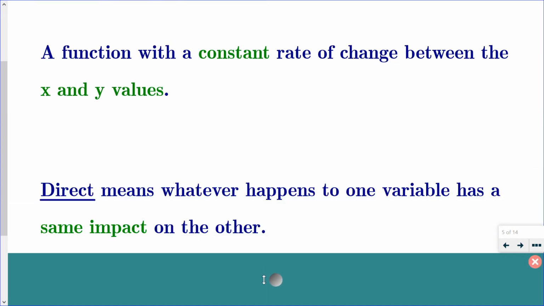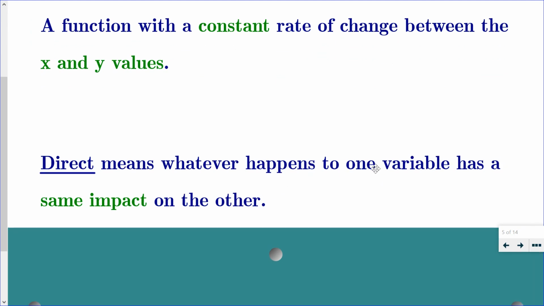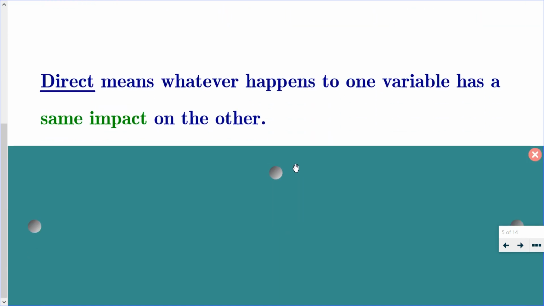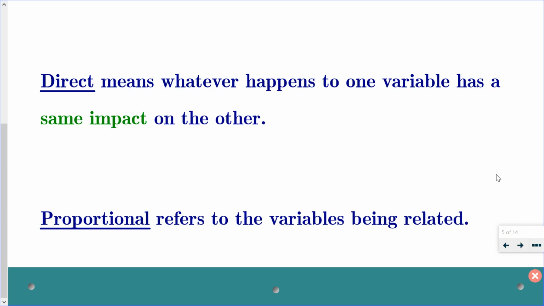Direct means that whatever happens to one variable has the same impact on the other, meaning that when I change my x value, it is going to have the same impact on the y value regardless of what my x value is. So whether x is 5 or x is 35, we're going to see the same impact happen. We see directly what happens. Proportional is our word that refers to things being related. So that just means these two things are related and they're going to change in some way that we can represent mathematically.